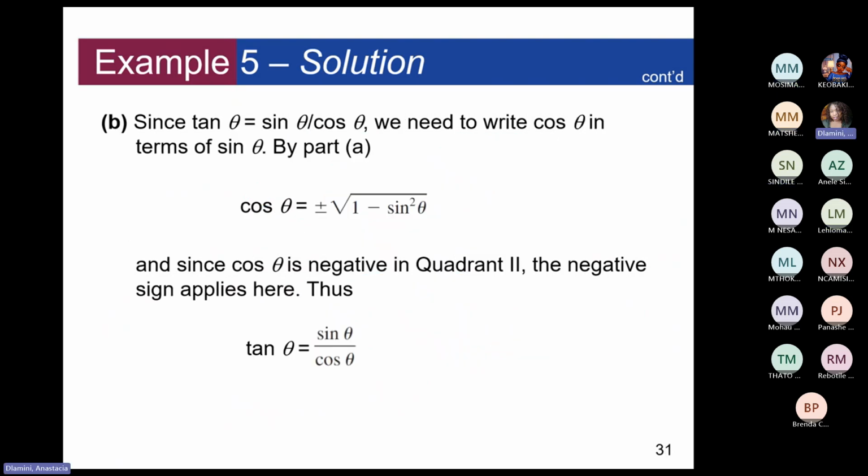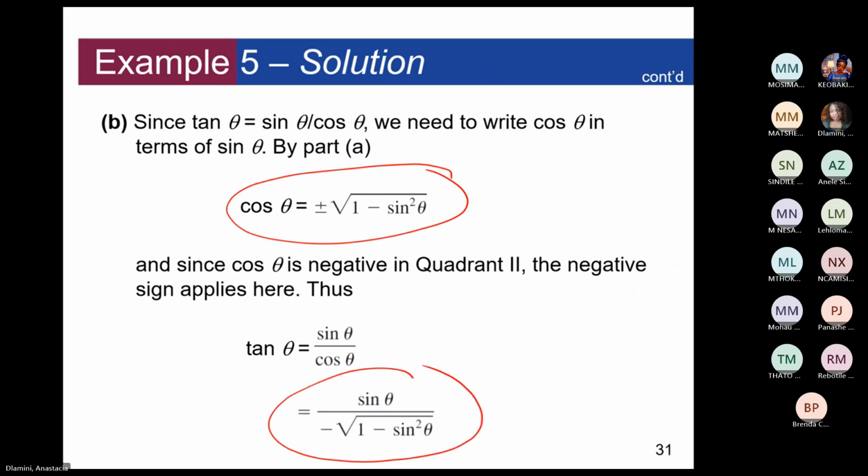And then here they say since tan theta is equal to sine theta over cos theta, we need to write cos theta in terms of sine theta. That's what we did here. Then they say since cos theta is negative in the second quadrant, the negative sign applies here. Do you see? So that's what we got there. This is our answer. Are we all together? Yes, ma'am.